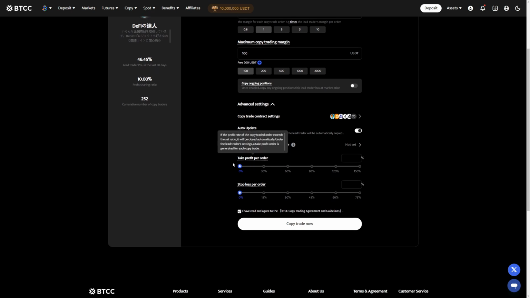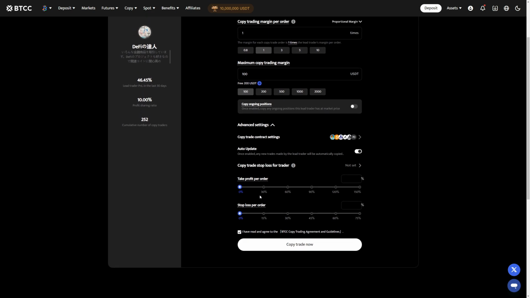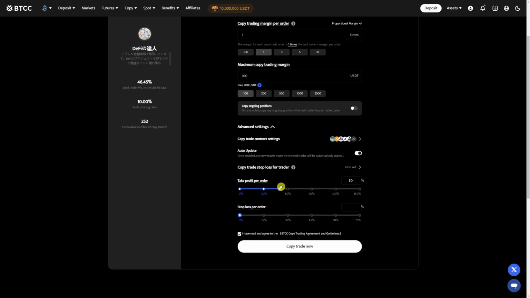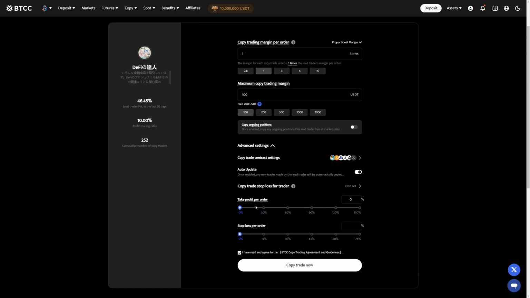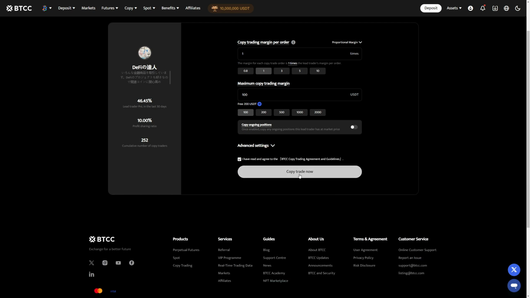Then we can add a stop loss and take profit. In case you have specific risk management, you can add, for example, a stop loss at 1%. If the price goes down 1%, the trade will be closed. For example, also profit right here, if the price goes up 50%, we will take profits. I will leave this at nothing. I will not set this up. I will really copy the whole strategy of this trader. And now that we have set everything up, I will click on copy trade now.